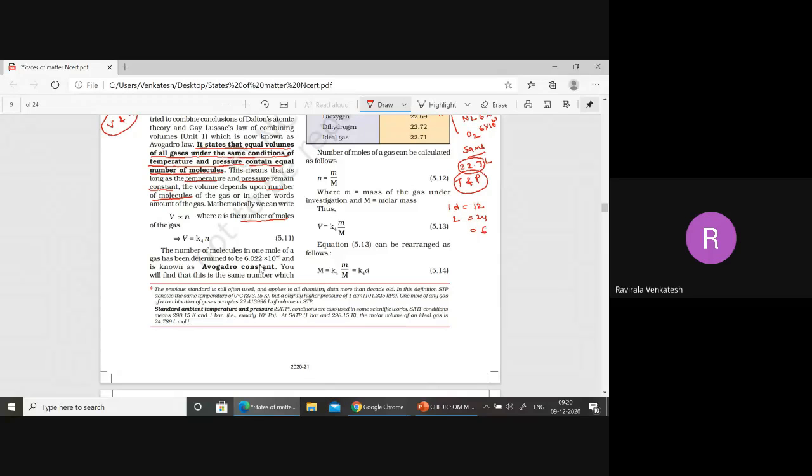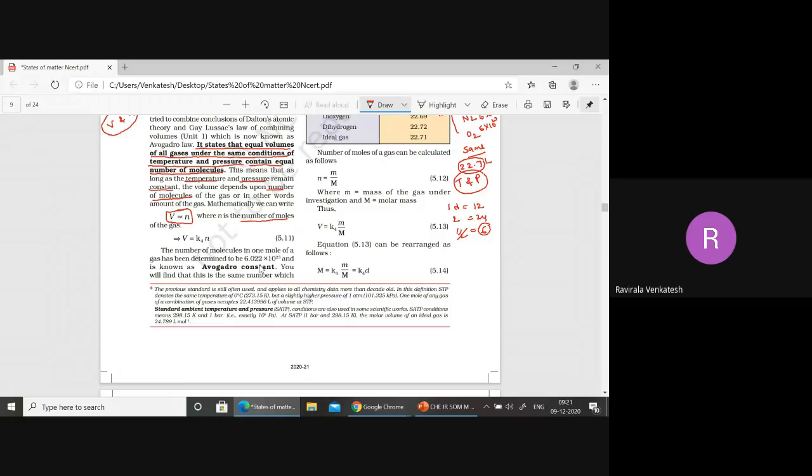If I decrease this by 6, how many dozens will I get? So instead of taking 6, I will take a dozen. Here also, instead of taking the number of molecules, I will take the number of moles. Now what can I write here? V is directly proportional to n. V is the volume of the gas, and n is the number of moles of the gas. So V is directly proportional to n. Here, the temperature and pressure must be constant.